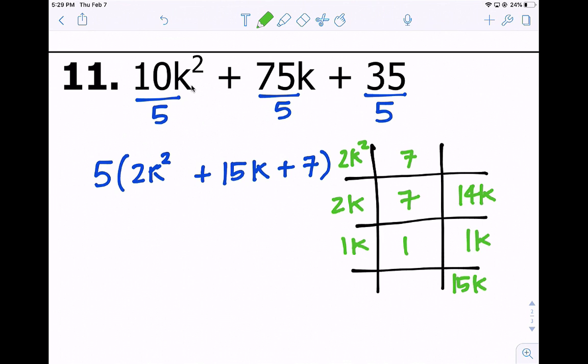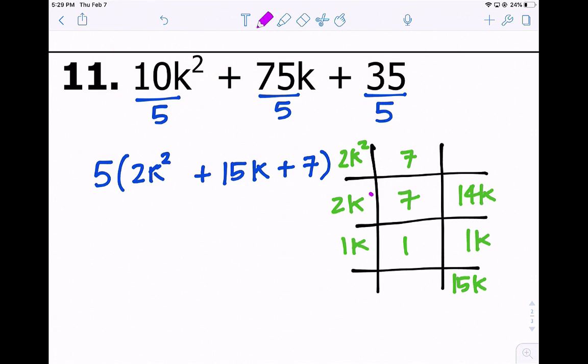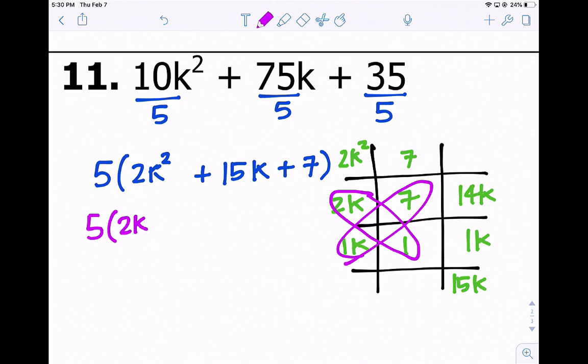This one had all positive signs, so nothing should change, and these are definitely the easier of the trinomials that you're factoring. So our factors are 2k plus 1, 1k plus 7. And notice I forgot to bring down my 5 after I just said, make sure you do that. So bring down your 5, parentheses, 2k plus 1 is our first factor, times 1k plus 7, or just k plus 7. So that is going to be our final answer there.